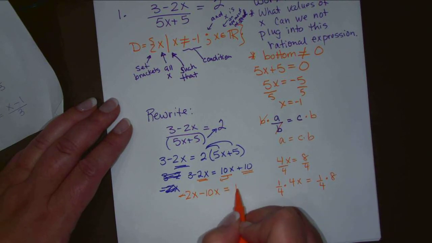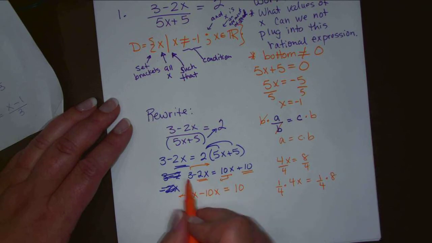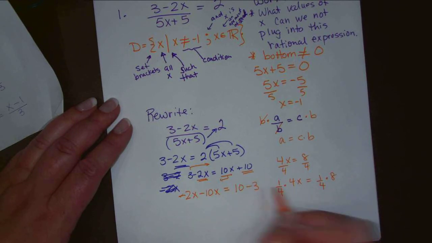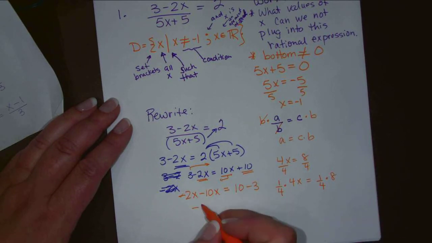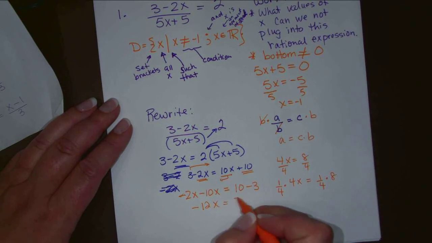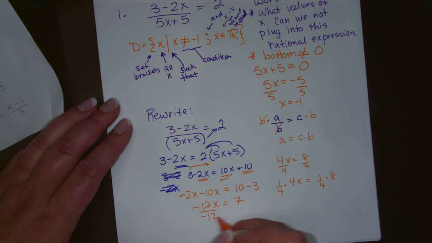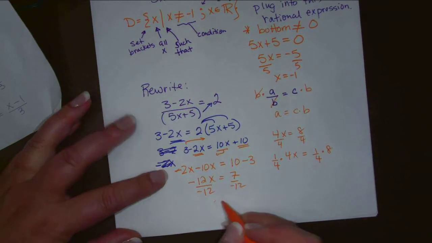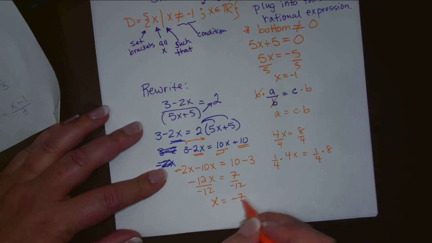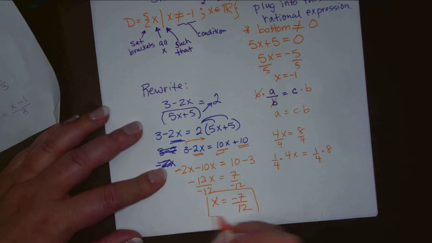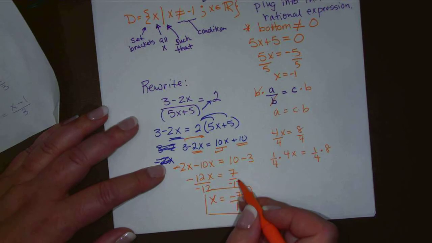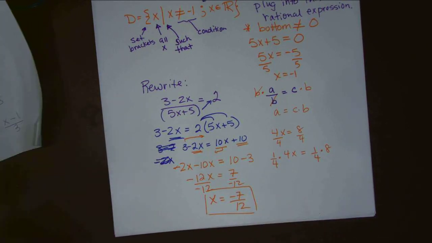Leave the 10 on this side and move the 3 over. That's a positive 3, so it would be negative on this side. Divide both sides by -12. And remember, I said a couple times in class that the minus sign on a fraction can be on the bottom, the top, or the middle. It doesn't matter. If you said your answer was 7 divided by -12, that's cool. Normally, you'd put it on top or in front, but it's not wrong either way.